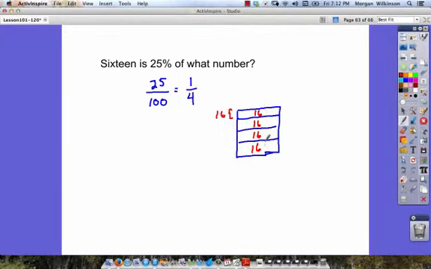So 16 is 25% of what number? Well, we're going to have 4 total spaces with 16 in each. So 4 times 16 will give us our answer. 4 times 6, that's 24. We'll carry our 2. 4 times 1 is 4, plus 2 more gives us 6. So we get 64. 16 is 25% of 64, because 16 is 1/4 of 64. It's important in these problems that you always take the percent and change it to a fraction, and then you can make your diagram box to solve.